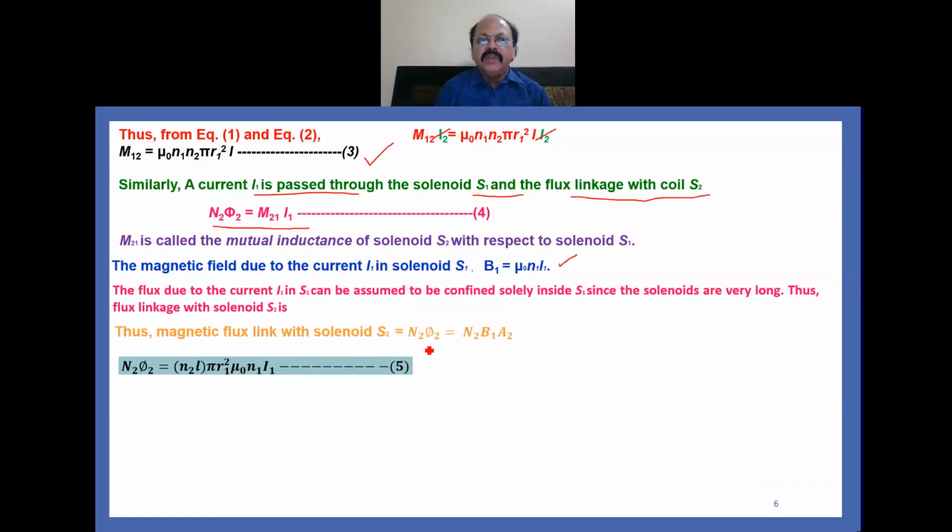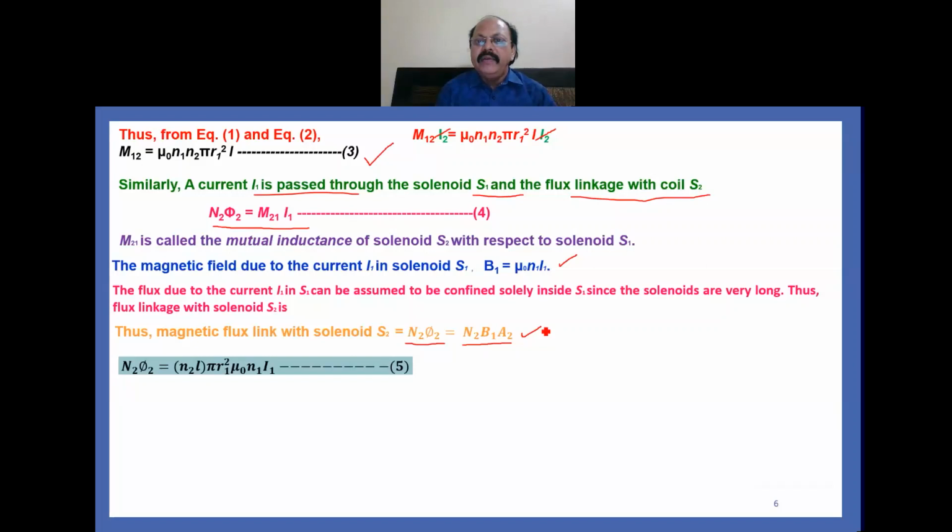Since the solenoids are very long, thus the magnetic flux linked with solenoid S2 can be written as N2 phi 2 equal to N2 B1 A2, right? But what condition are we taking here? The flux due to current I1 in S1 can be assumed to be confined solely inside S1.